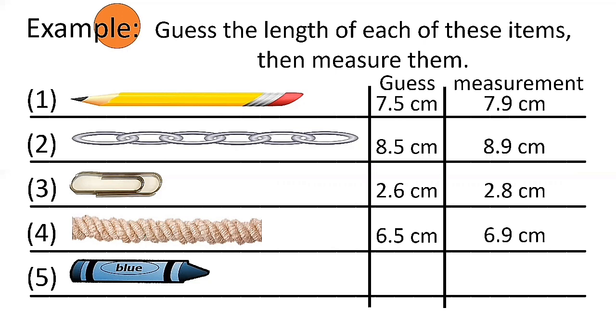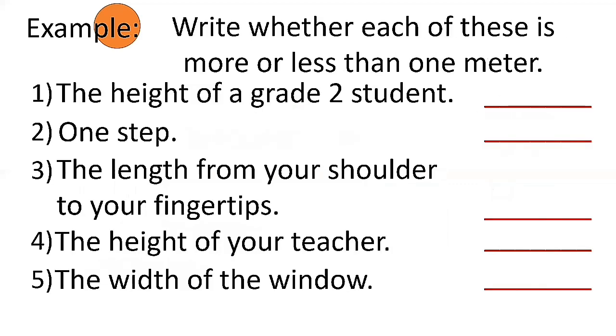And number five, a crayon. Okay, I think a crayon is 4.4 centimeters. But when I use a tape measure and ruler, oh, I got 4.8 centimeters. Okay, so that is the real measurement of a crayon. I hope that you do understand how to guess the length of the things that you want to measure and the real measurement of those things. Okay? Okay, next example.